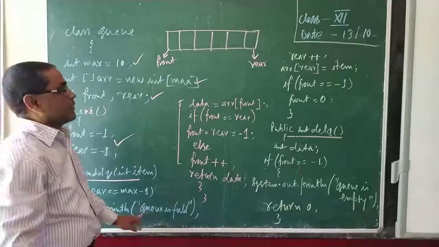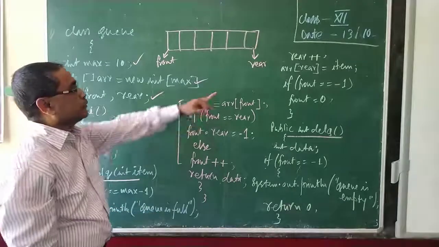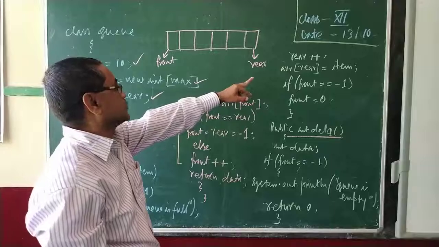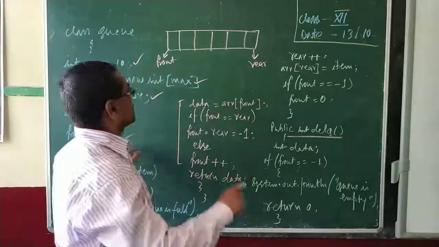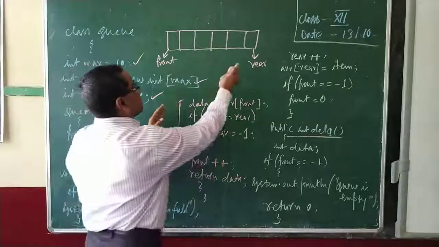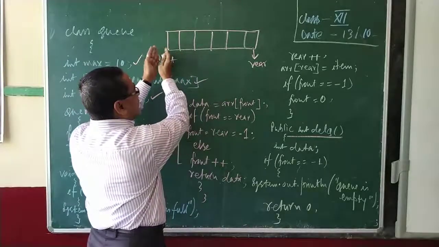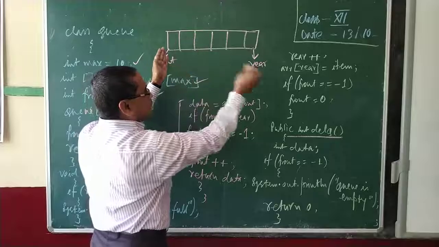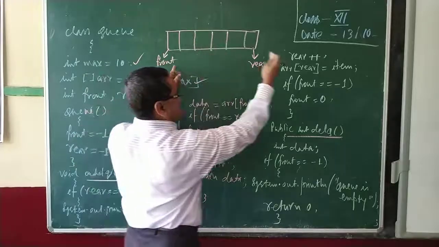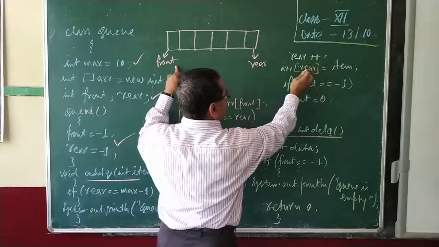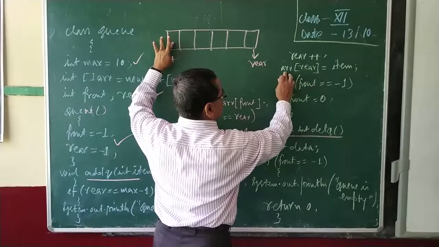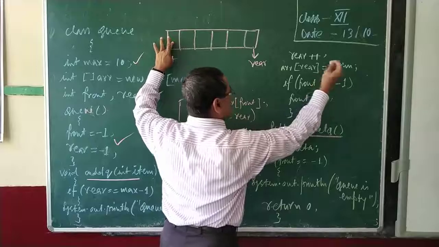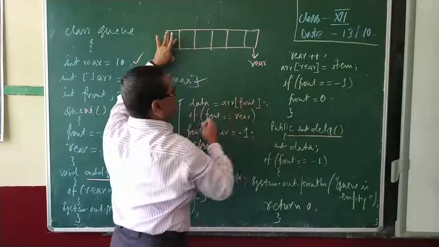Now if it is not full, then we come to rear plus plus. So rear is increasing. When rear's starting value was -1, rear plus plus is why front and rear starting value is -1. Now you are adding one more element, so rear will be 0 now. So rear is here, ARR 0. ARR 0 equal to item. The item you are inputting will be stored here.